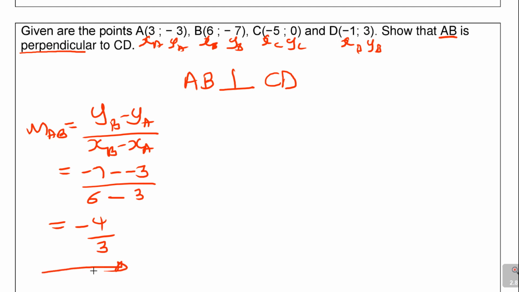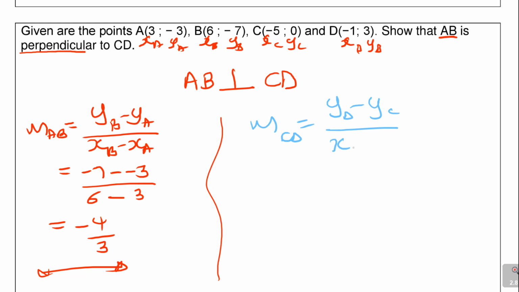Okay, that's the gradient of AB. Let's find the gradient M of CD, which is YD minus YC over XD minus XC. Let's continue. YD is 3 minus YC, which is 0, over XD, which is minus 1, minus XC, which is minus 5.